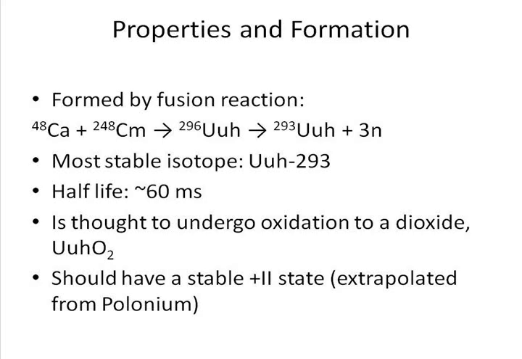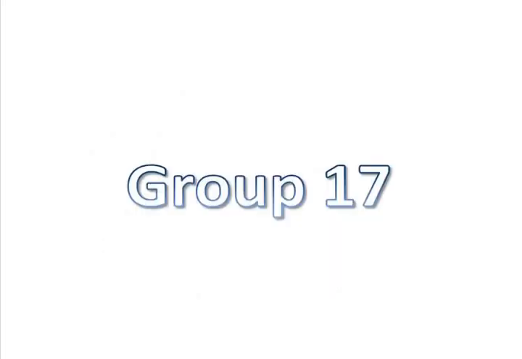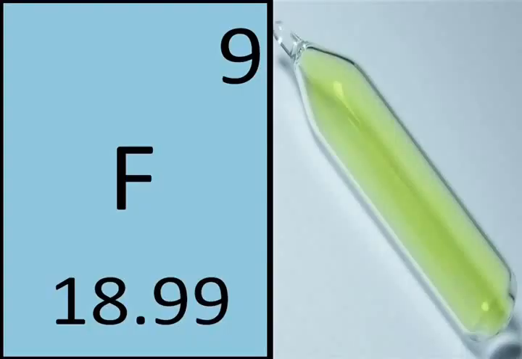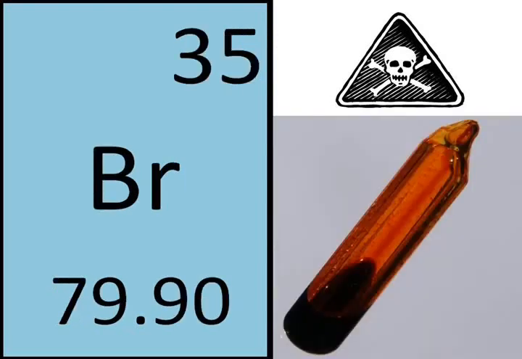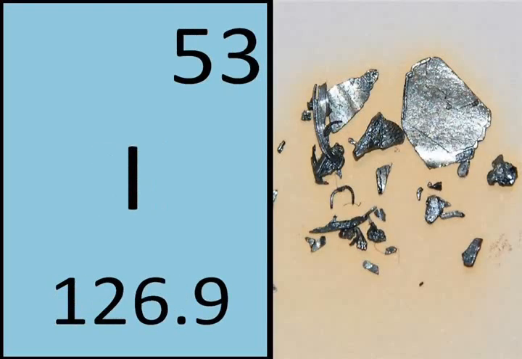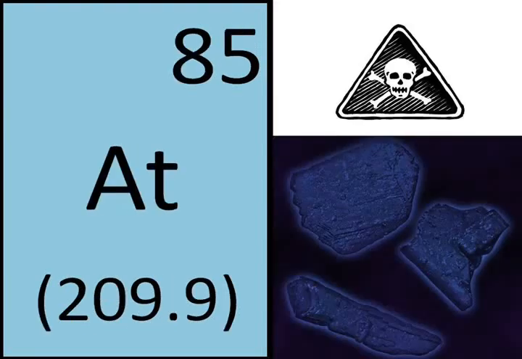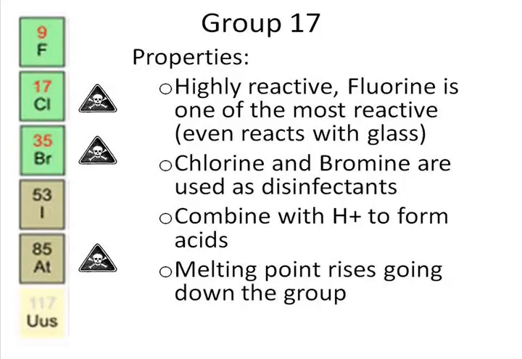+2 oxidation state. Group 17, a highly reactive group, the halogens, includes fluorine, chlorine, bromine, iodine, and astatine. Chlorine and bromine are often used as sterilizing agents for wounds or disinfecting agents to kill bacteria. All of group 17 readily combine with H+ to form acids. Their melting point rises as you go down the period.